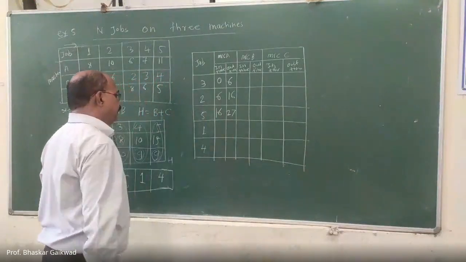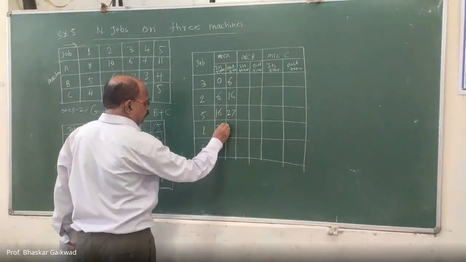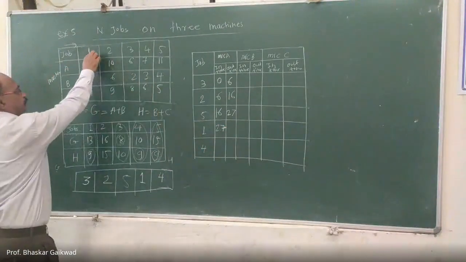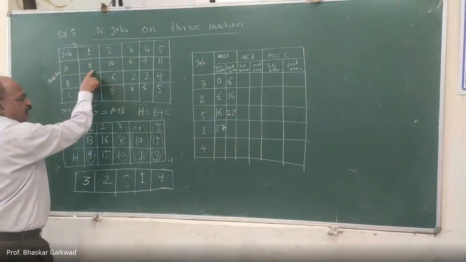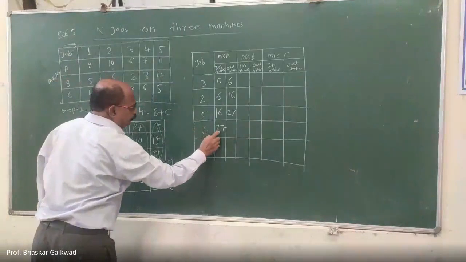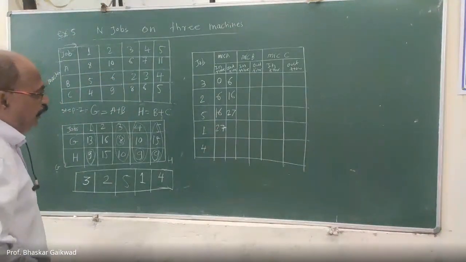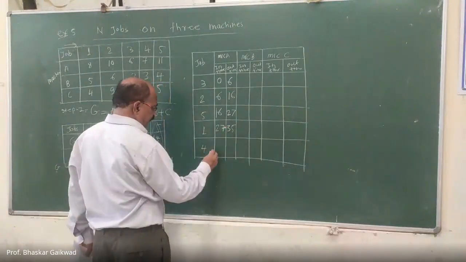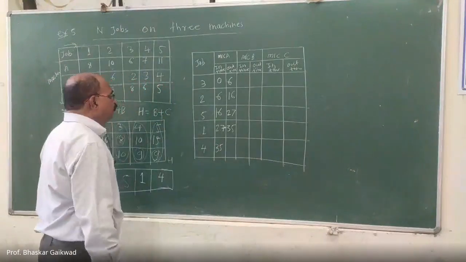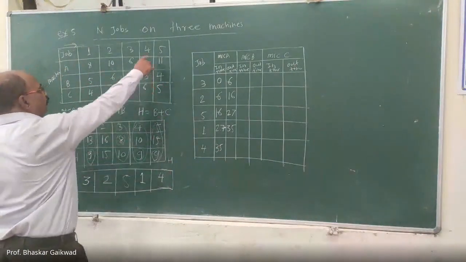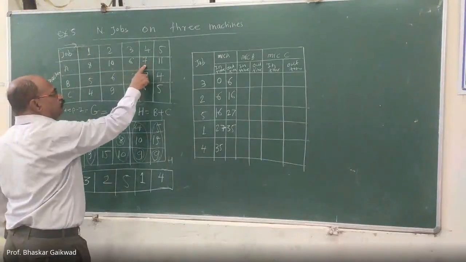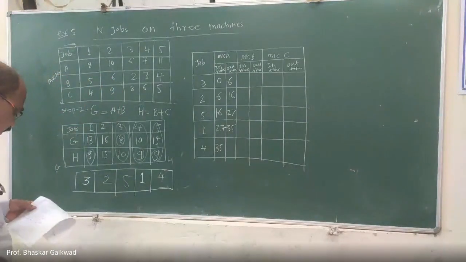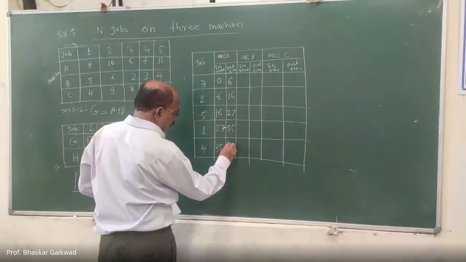So here 27 is there. Same 27 will be here. After this, job number 1 is there. Machine is A. Processing time is 8. So 8 plus 27, how much? 35. Correct. Same 35 will be here. Now job number 4, machine number A. 7 processing time is there. So 35 plus 7, how much is there? 42. So here is the 42.